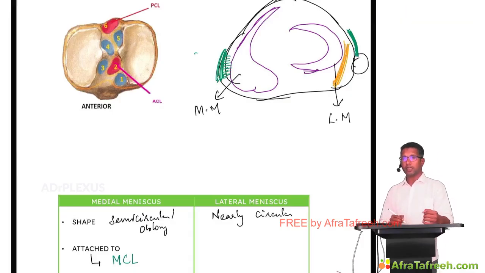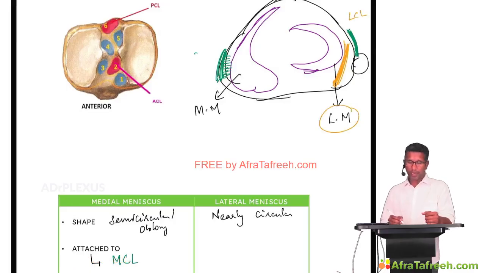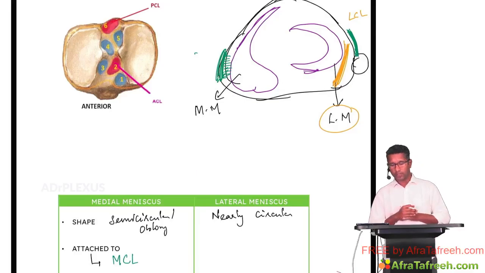This is an intra-articular muscle. This muscle prevents the attachment of the lateral meniscus and the lateral collateral ligament. Can anybody tell me what is the muscle that arises within the knee joint? Yes, guys, what is the muscle that arises within the knee joint called? Yes, very good, Anashwara, it is popliteus.